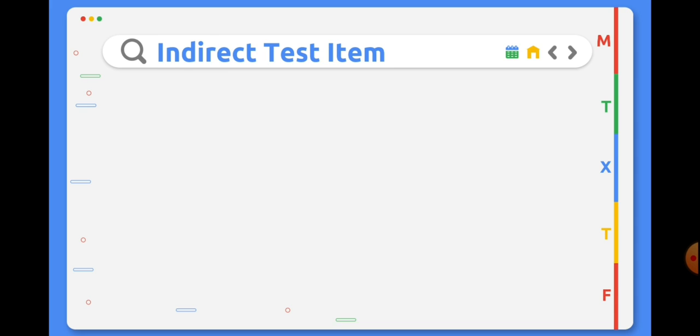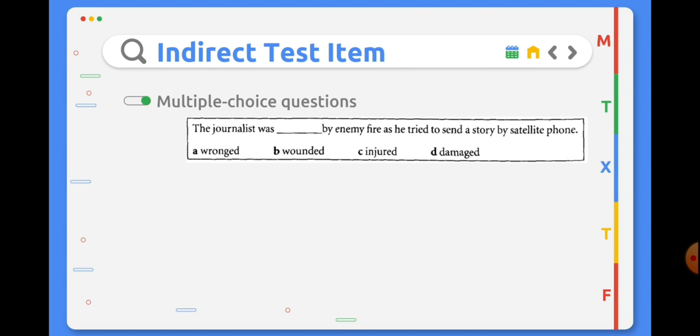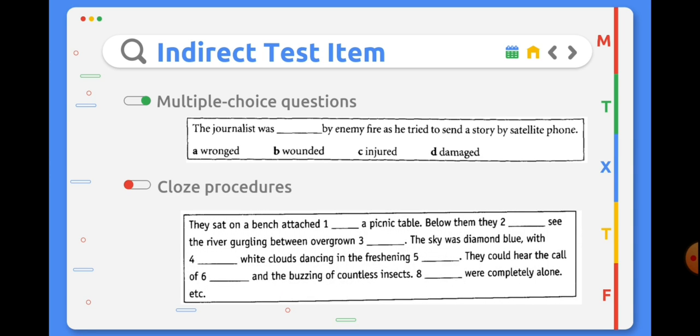The second type is indirect test items. Let's see some examples. Multiple choice questions. I think you are familiar with this. Okay, here are the examples. And this is the most common test item. The second example is cloze procedures. Here are some examples, like filling in the blanks in paragraphs. I believe you are also familiar with this kind of test item.